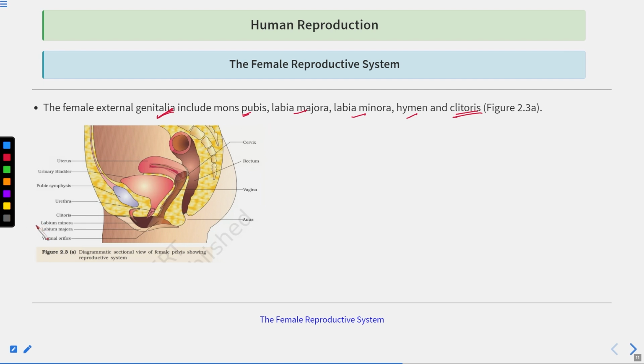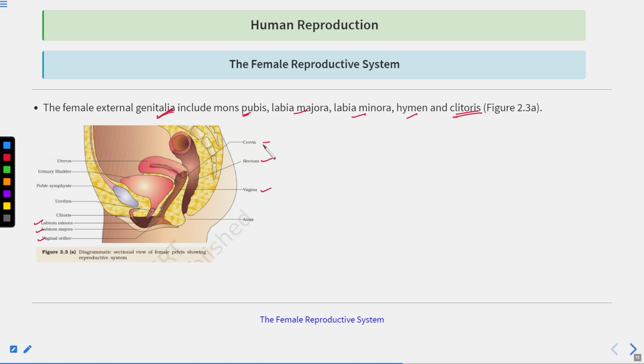Here you can see this is the labium minora, this is the labium majora. And here is the vaginal orifice. This is the vagina, which along with the cervical canal forms the birth canal. Rectum, this is the part of the digestive system. It stores feces for some time.